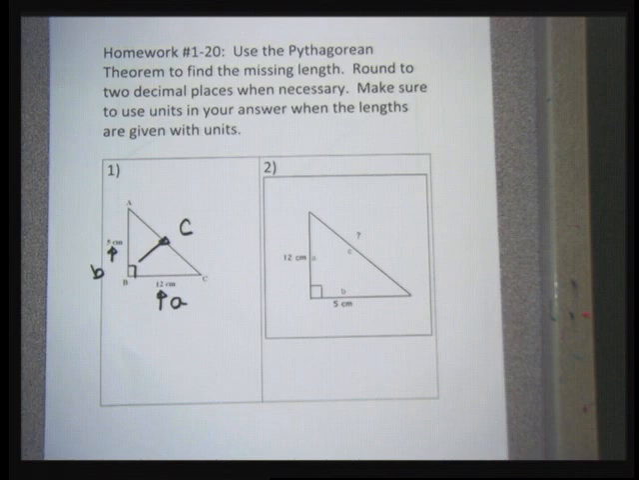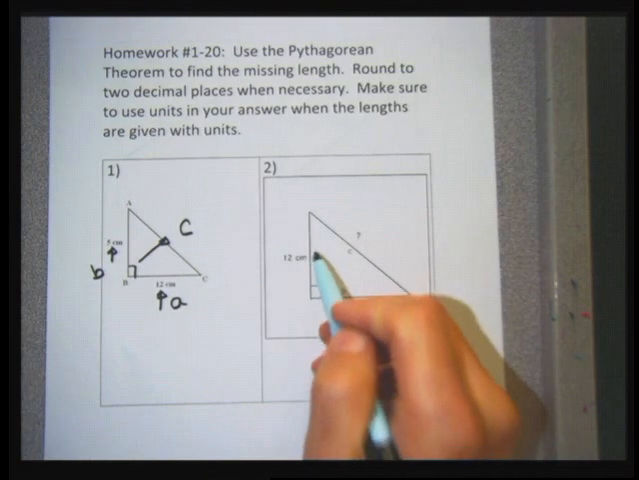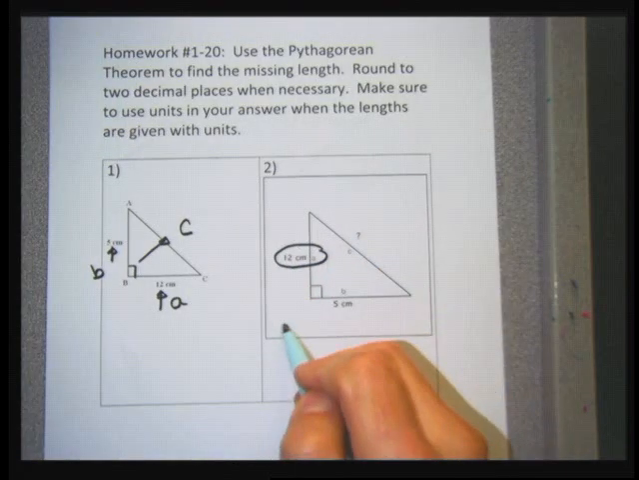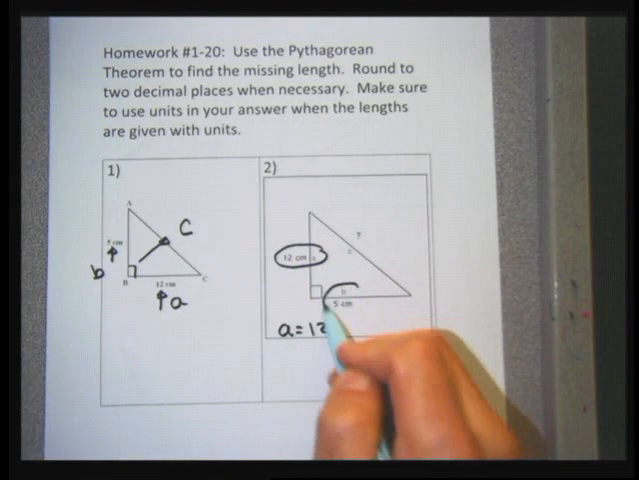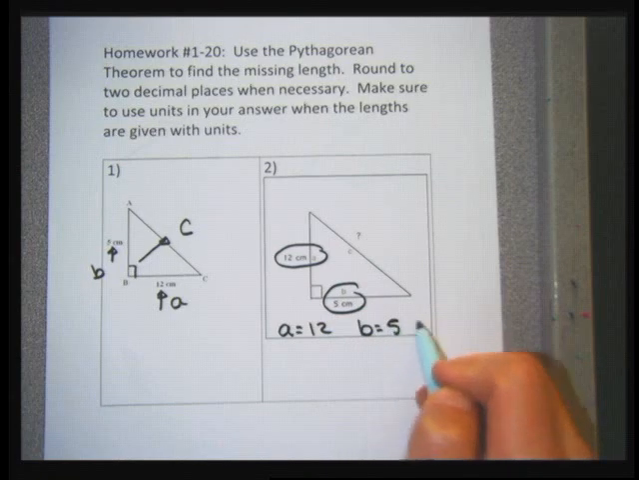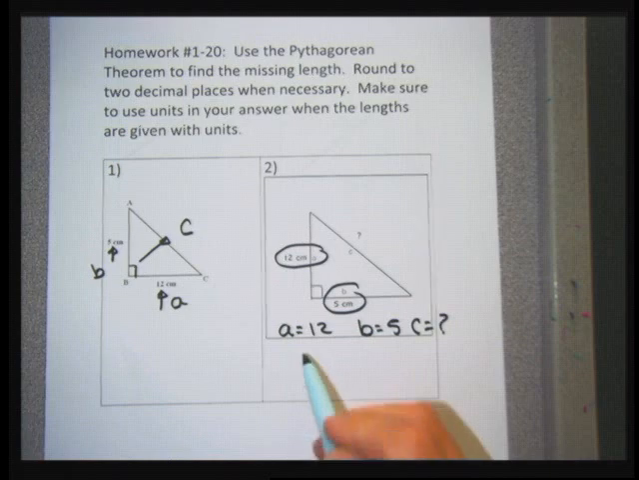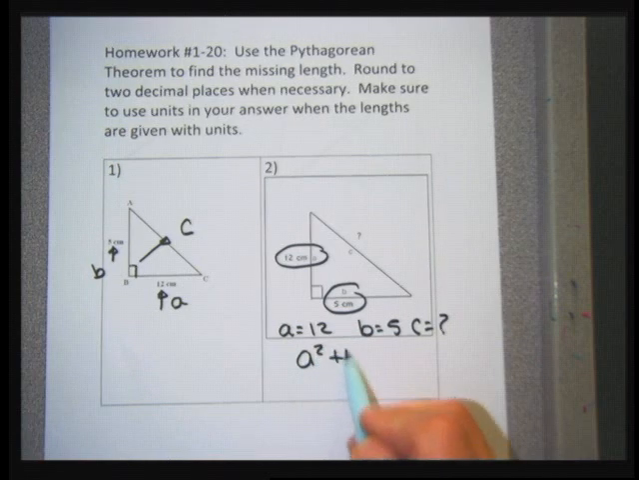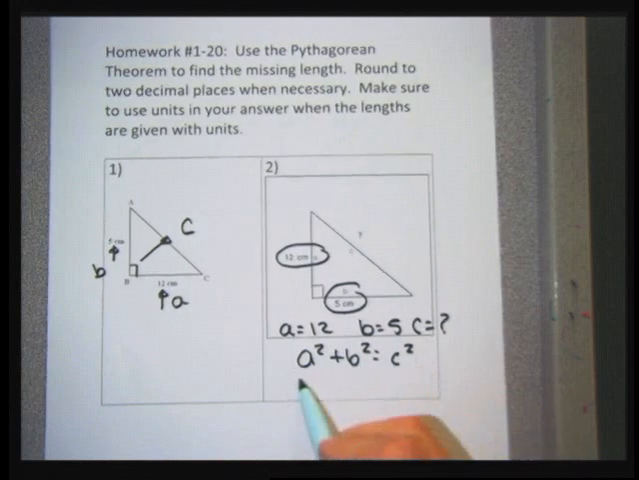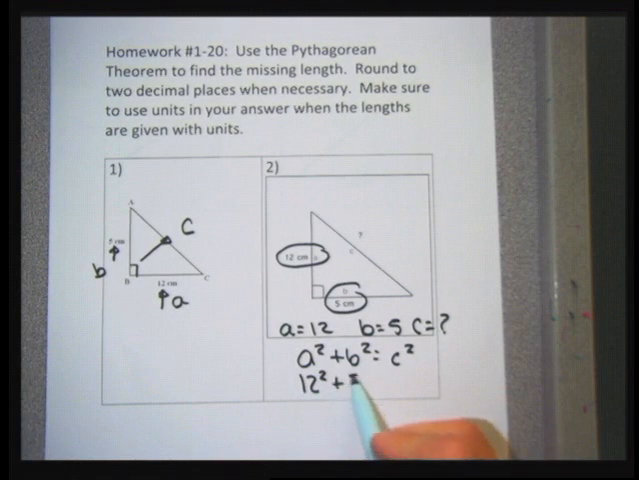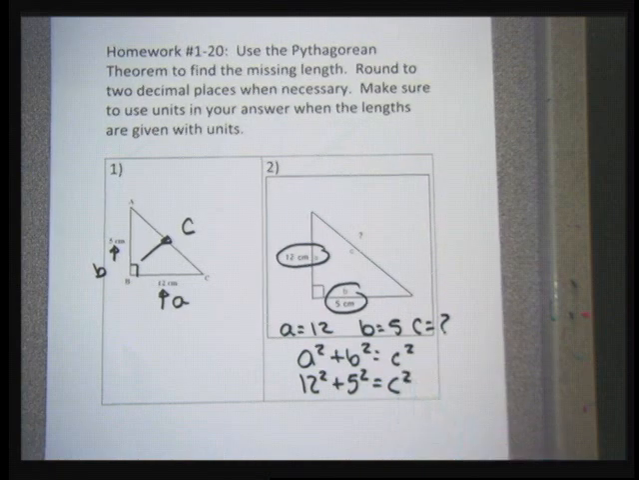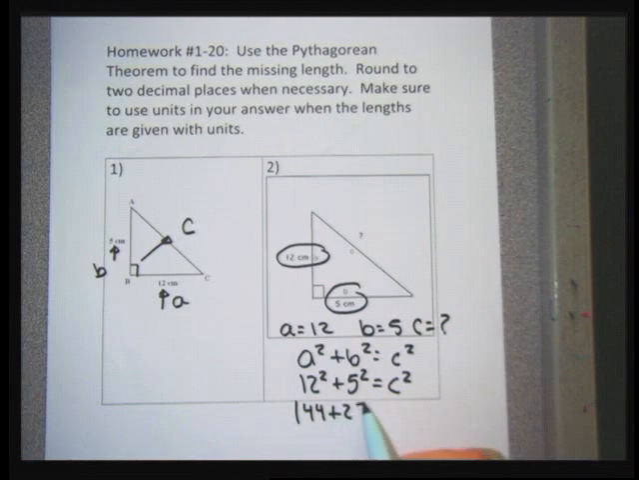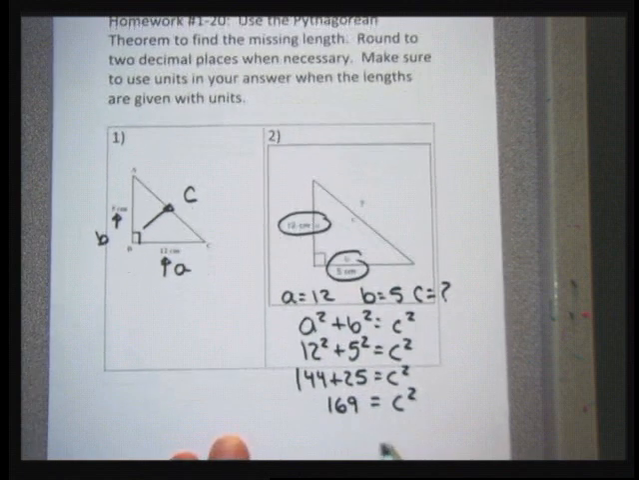Our triangles are remarkably similar, and my sides are labeled, so they're real easy. So I'm going to call A equal to 12 centimeters, B equal to 5 centimeters, and C is going to be the unknown side. And I'm going to use the formula A squared plus B squared equals C squared, and I'm going to go 12 squared plus 5 squared equals C squared. If you need your calculator, pull it out. 12 squared is 144, 5 squared is 25, so this gives me 144 plus 25 equals C squared. I'm going to add the numbers on the left-hand side. That's going to give me 169 equals C squared.